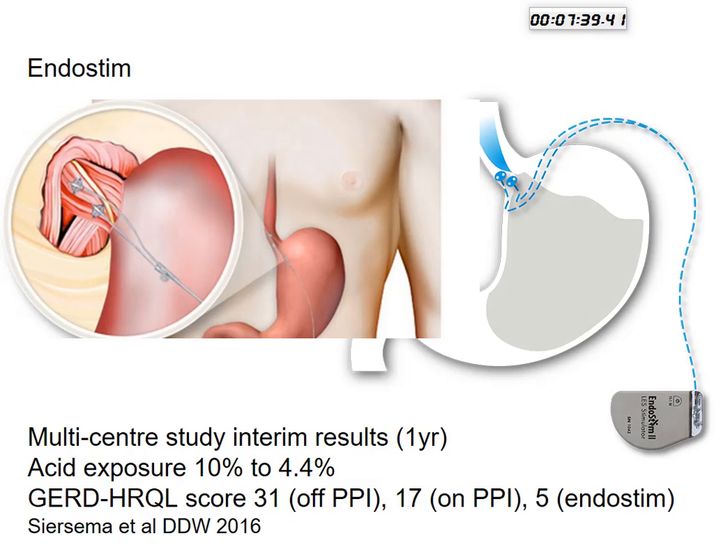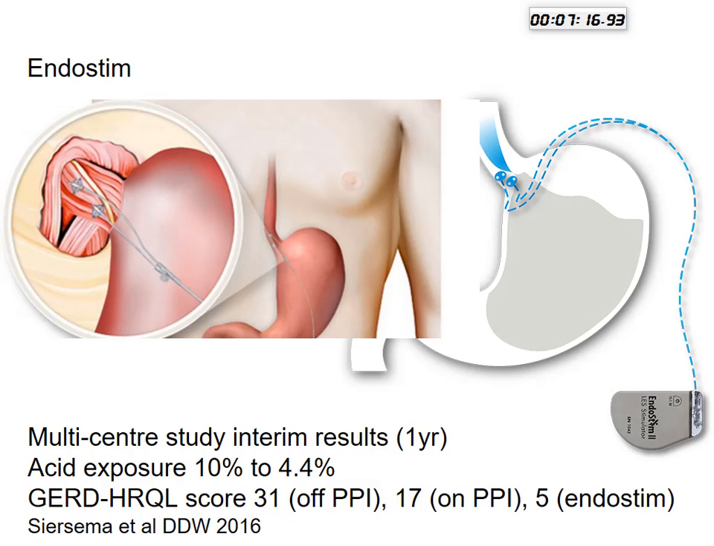And another thing with promising data is the EndoStim. Again, this is a nice idea. These are laparoscopically implanted electrodes which provide electrical stimulation to the lower esophageal sphincter and can increase sphincter pressure, reduce transient lower esophageal sphincter relaxations, and it does improve acid exposure very well.